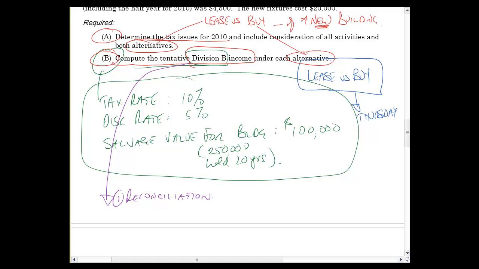Okay, so let's take it in pieces. First we have a reconciliation, financial accounting to tax. What else to do for Division B? What else did you say, Peter? Once you get your taxable income, I think you need to add back the Division C deductions. Okay. So reconciliation and then Division C deductions.